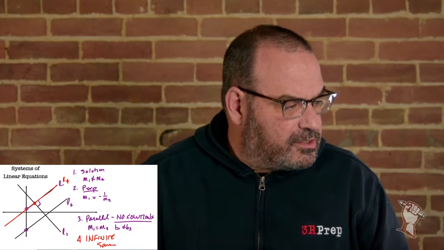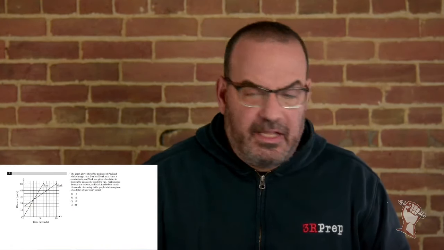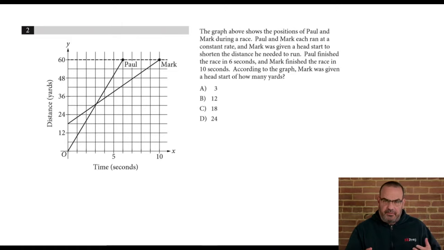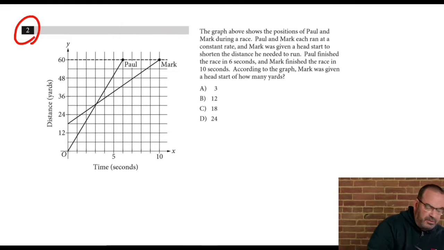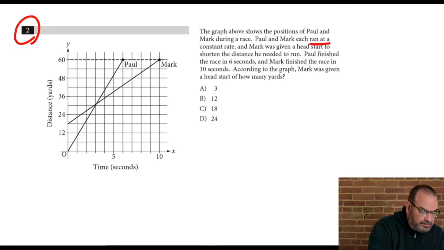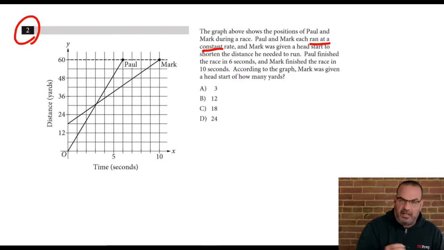What do the questions look like? Here's a nice one off of the SAT. Today is SAT and ACT together. It shows a system of equations, and they want to know something very simple. Notice it's number 2, so it's really easy on the multiple choice. It says the graph above shows Paul and Mark during a race. Paul and Mark each ran at a constant rate. Constant rate, underline, that always means a linear function.